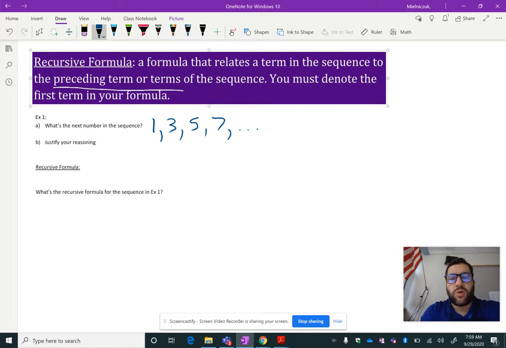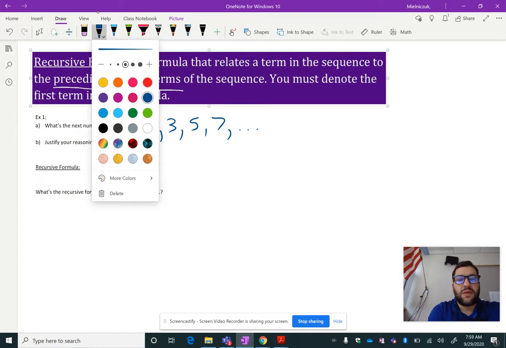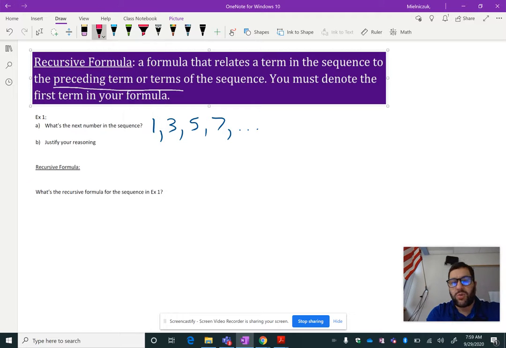So if we have the sequence 1, 3, 5, 7, what's the next number in the sequence? Okay, we should be able to see that in this sequence, we are going up by 2 each time. So the next numbers would be 9, 11, and 13. Then it says justify your reasoning.